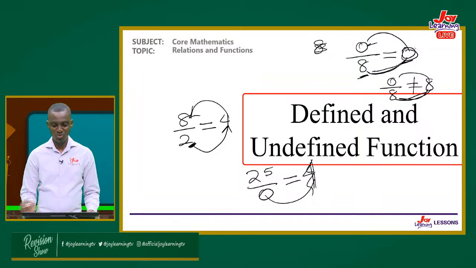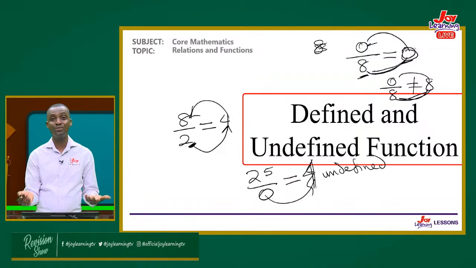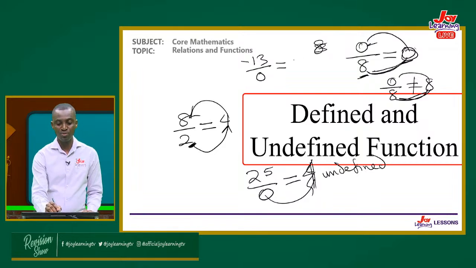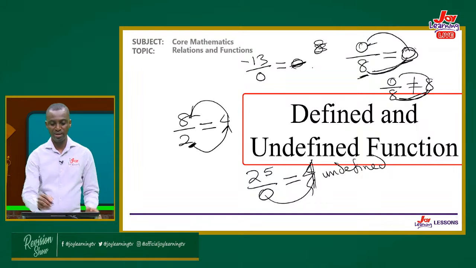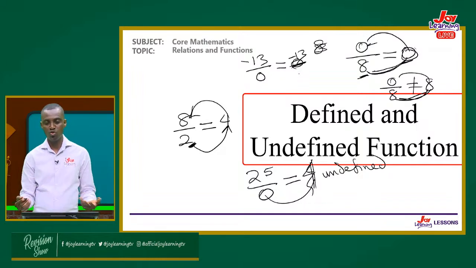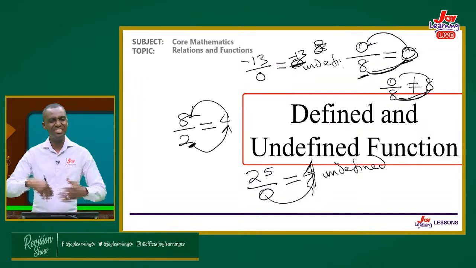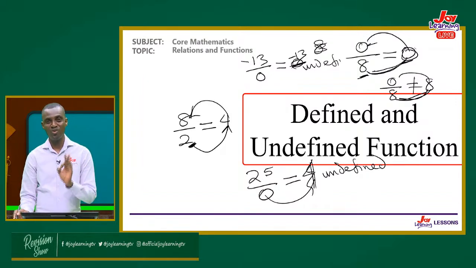No number. So we say it is undefined, because we can't define it. Not only 25. Put any number at all. Maybe negative 13 divided by 0. Any number you try to put here will never work. You put 0 there, it won't work. You put negative 13 there, it won't work. You put 1 there, it won't work. So what number will make it work? We say it is undefined. Means we can't define it. You can't put any number there, so we call it undefined.